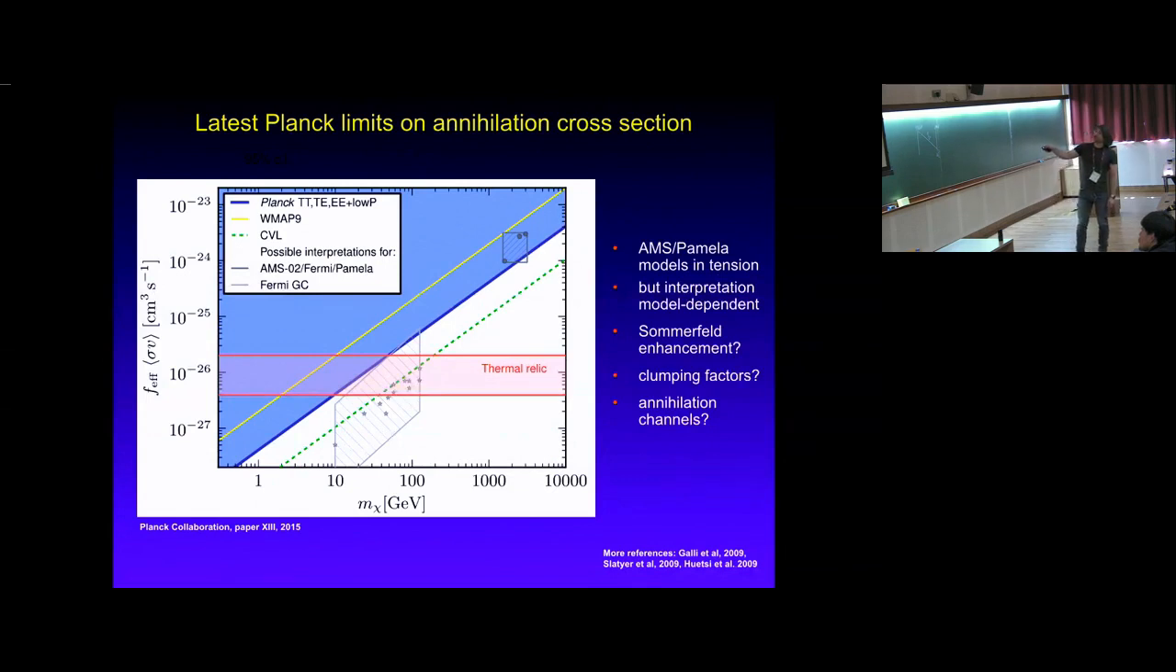There are all kinds of interesting things like Sommerfeld enhancement, when you get this collision of the annihilating particles at low velocities. They can in principle be colliding more quickly because of this Sommerfeld enhancement process, and that of course would change these overall constraints up and down. So here are some of the models that were favored by AMS and Pamela, the electron-positron excess.